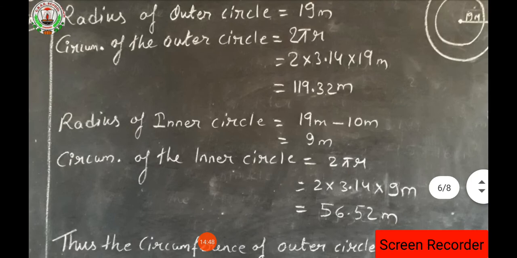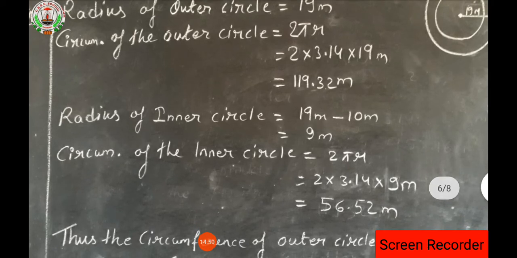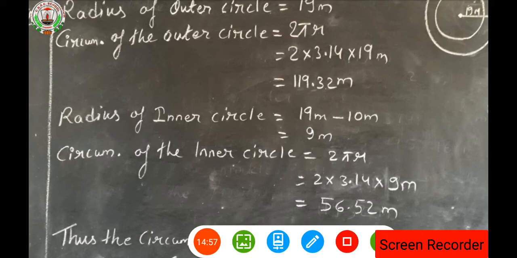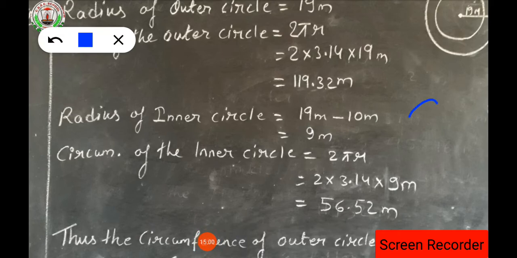Then the radius of the inner circle is how much? During the explanation of the question I had already said why 19 is being subtracted with 10, because the first circle we are having 19. Then the second circle, the width is 10, so 19 minus 10 will be how much? 9 meter. So 2 pi r for the inner circle, 2 into 3.14 into 9, that will be 56.52. So this is the circumference of the inner and outer circle.